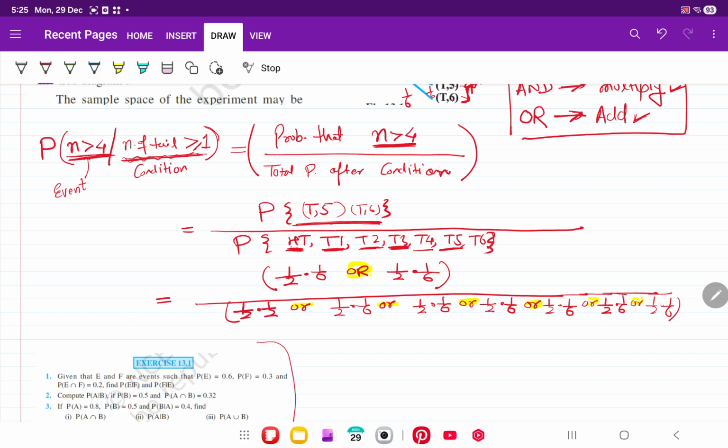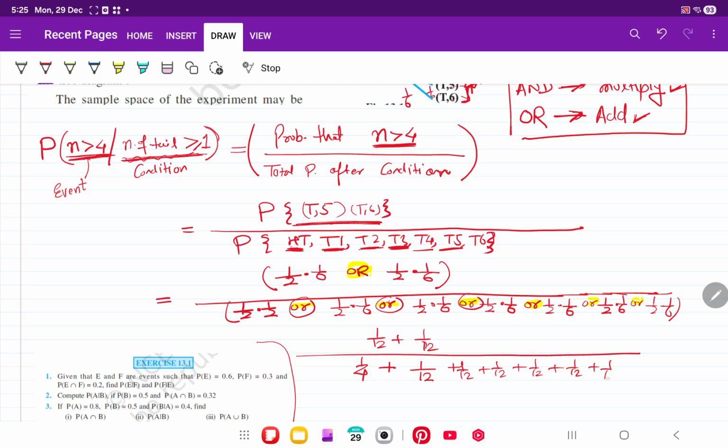So let me add. This is 1 by 12 plus 1 by 12, divided by 1 by 4 plus all of these. So this is 1 by 12 plus 1 by 12 plus 1 by 12 plus 1 by 12, 1 by 12, 1 by 12. So 1, 2, 3, 4, 5, 6 times. Why 1 by 12? Because 6 into 2 is 12. That's how we will do it.